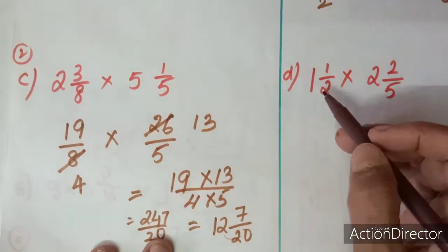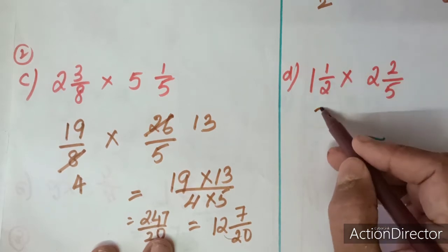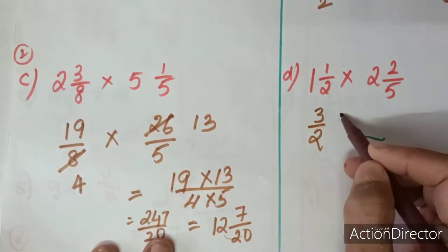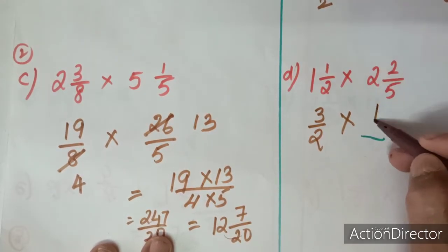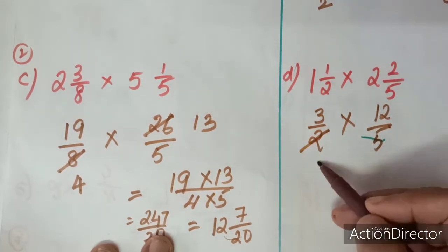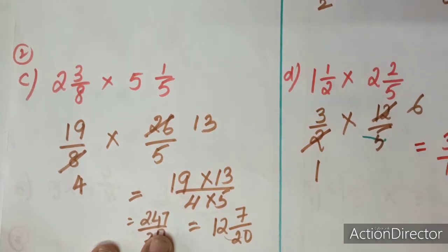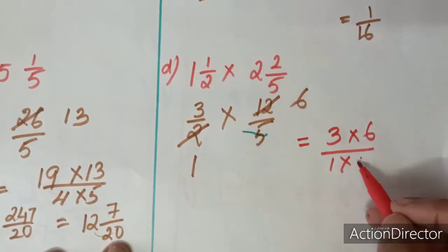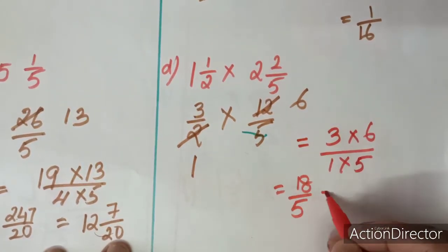1 1 by 2. 2 ones are 2, 2 plus 1 is 3. So it can be written as 3 upon 2 multiplied by 5 2s are 10, 10 plus 2, 12 upon 5. Is there any number to be cancelled? Yes. 2 1s are 2, 6 2s are 12. So this can be written as 3 into 6 upon 1 into 5. So this is equal to 18 upon 5.